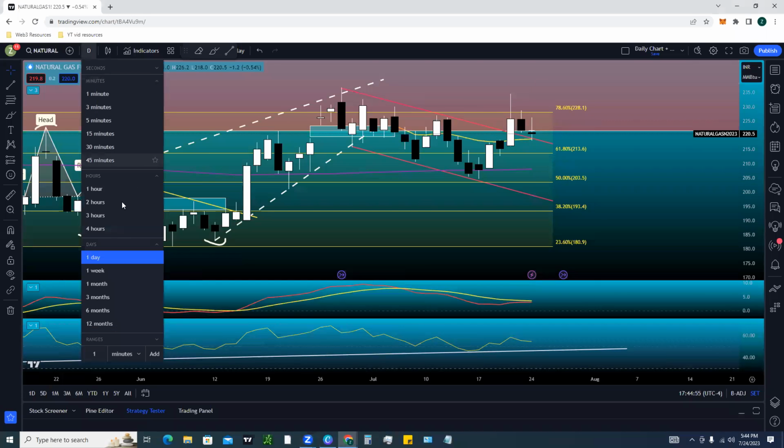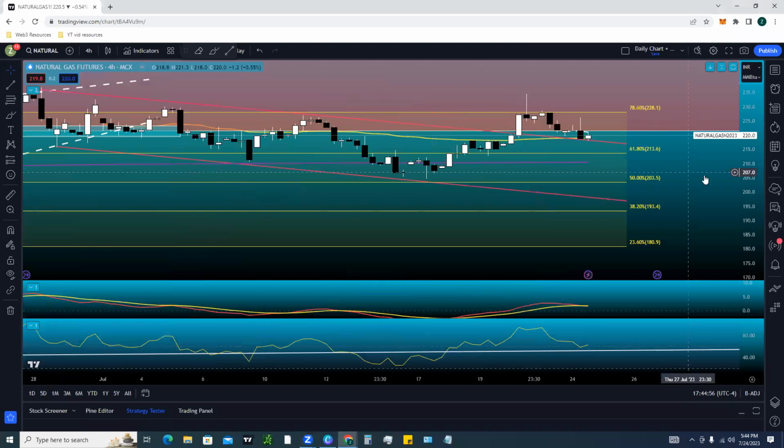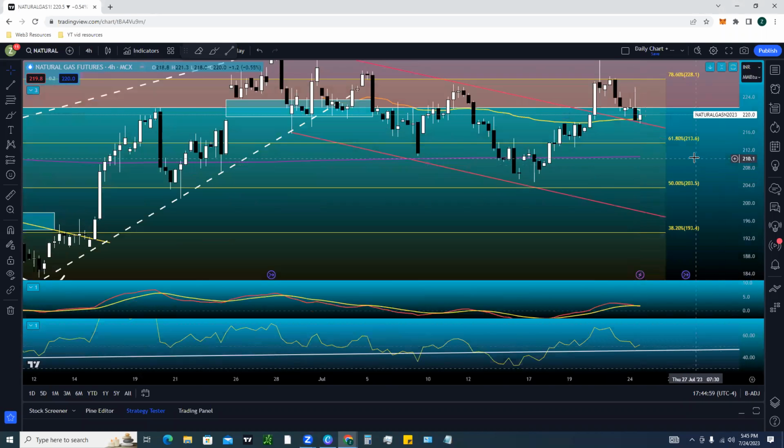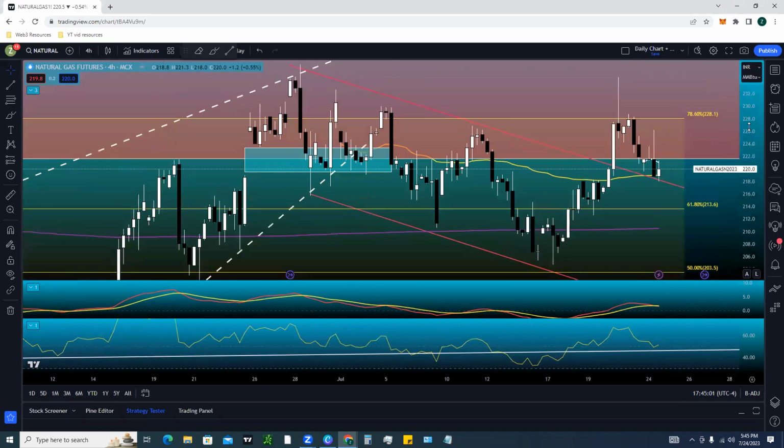Now, when we zoom in here on the 4-hour, we can see how many times we have tested this level in particular, this 228 level. When you look at the amount of touches, and remember, the more times that a level is tested, the weaker it's going to get, right? So we have 1, 2, 3, 4, 5, 6, 7, 8, then we have 9, 10, 11, 12, 13, 14, 15, 16, and 17 times that this level here at 228 has been tested on the natural gas futures.